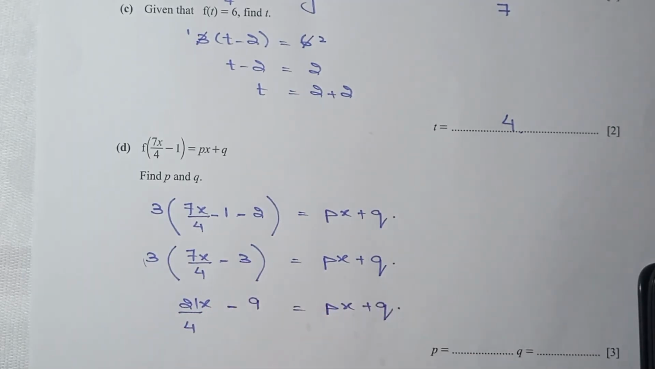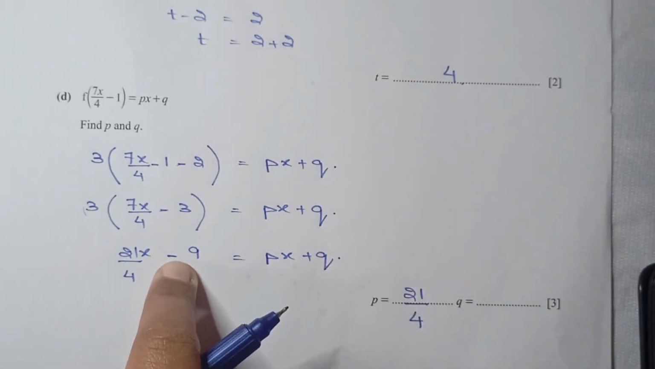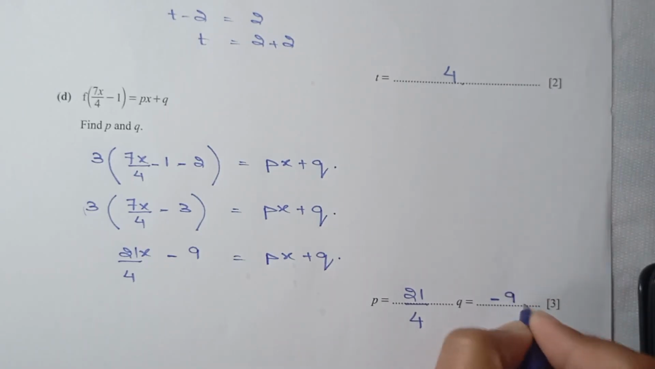Now we need to compare the coefficients, so x and x. So p would be equal to 21 by 4, and the constant term q is minus 9. So q value is negative 9, right?